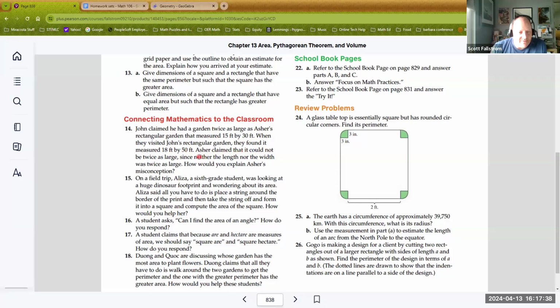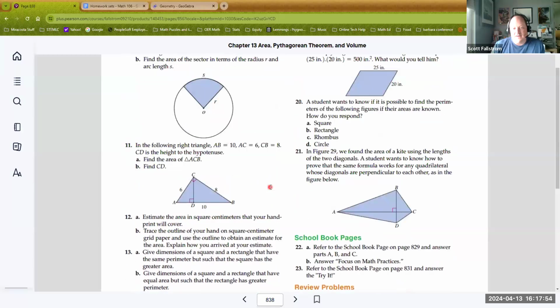And Asher claimed it could not be twice as large since neither the length nor the width was twice as large. How do you explain the misconception? So again, thinking about doubling the area, is that the same as doubling the length? Okay, so there's my hint on that one.